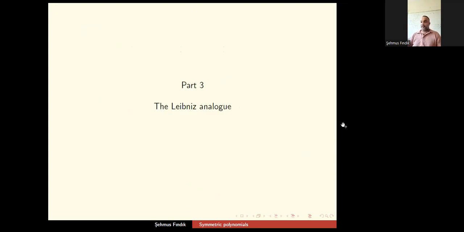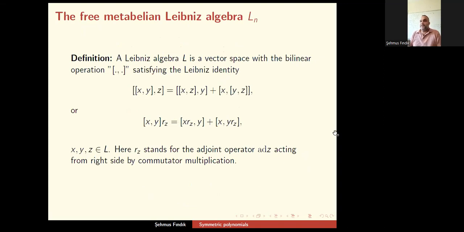So in the Leibniz case, again, we work with the free metabelian Leibniz algebra. A Leibniz algebra is a vector space with a bilinear operation as a commutator, but this commutator is not the same as the commutator of the Lie algebra, because in the Lie case, we have skew symmetry and the Jacobi identity, but here we do not have both of them. Okay, you can have them, but in this case, you will get the Lie one. So in this respect, we can say that the Leibniz algebra is a generalization of the Lie algebra.